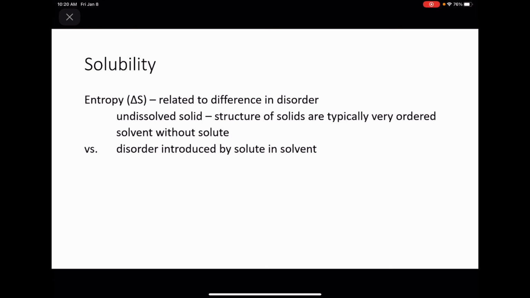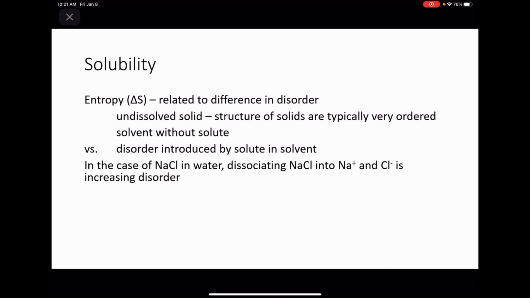So typically the solids are very ordered. We put them in a solvent and now they're going to disorder, they're going to spread out. So that's an increase in entropy. So that is something that is favorable to solubility for just about all solids. The trick is whether the solute orders the solvent or makes it more disordered. Okay, so it's a little bit trickier.